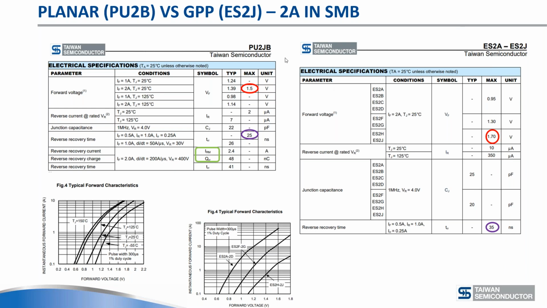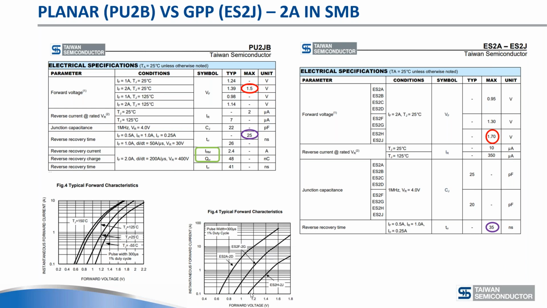So the first thing we're going to compare between the two of them is the red circles, which is the VF. You can easily see that at 2 amp room temperature, the planar diode is clearly superior over the GBP diode, at 1.5 versus 1.7 here. I also plotted the VF curves so that you can compare. This is not just a text specification, but actually the real performance.